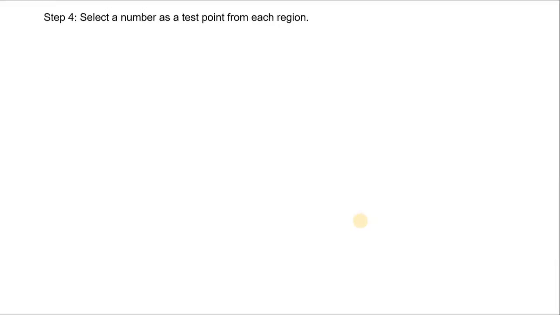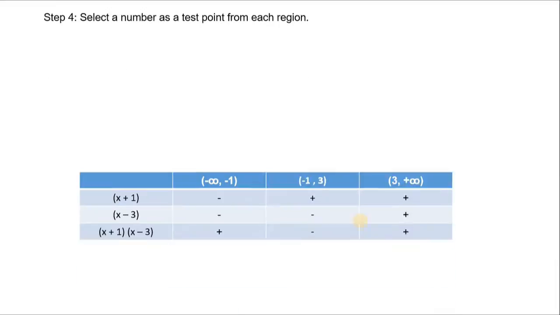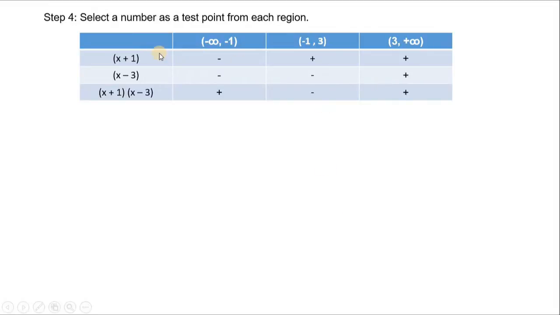So, we're going to select a number as a test point from each region. So, here, if we're going to select from negative 1 up to negative infinity, so we have negative here, and we're going to select negative here, and this one we're going to select the positive, ito yung sa middle natin. So again, yung inequality symbol natin is less than 0. So ano-ano yung mga number na less than 0?